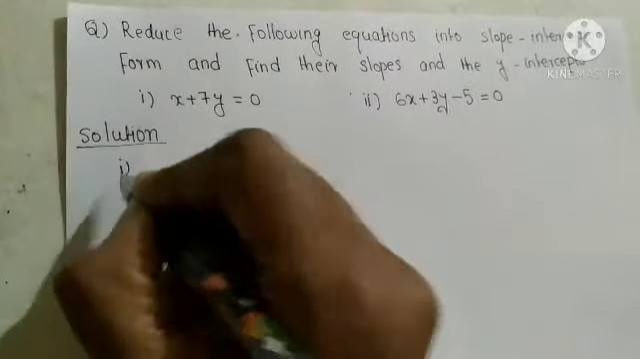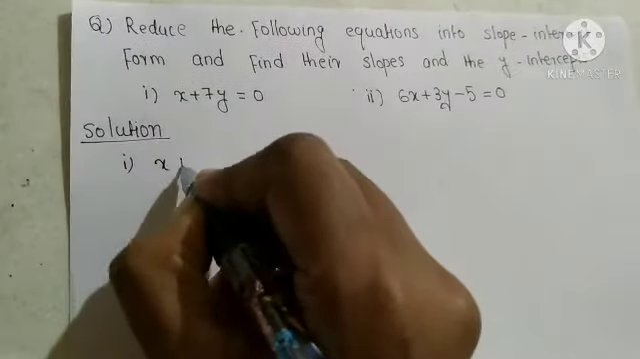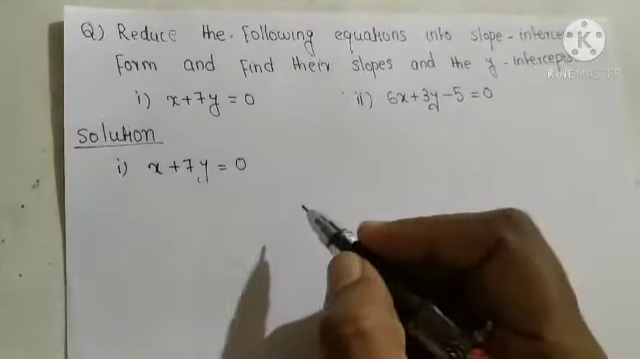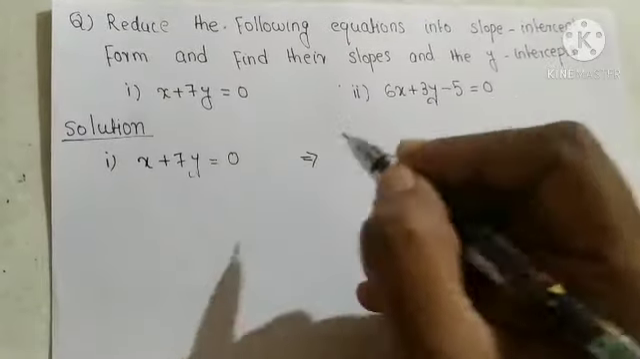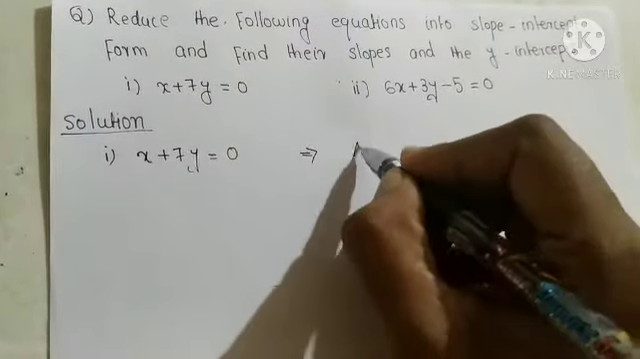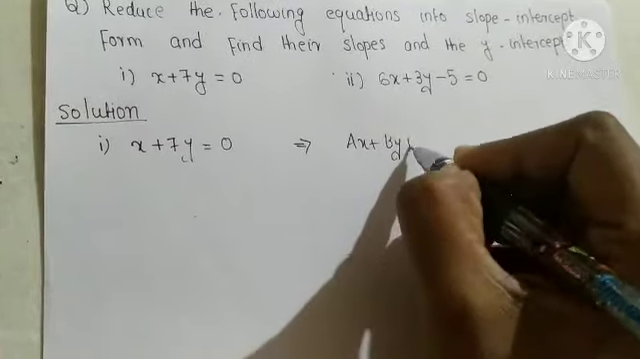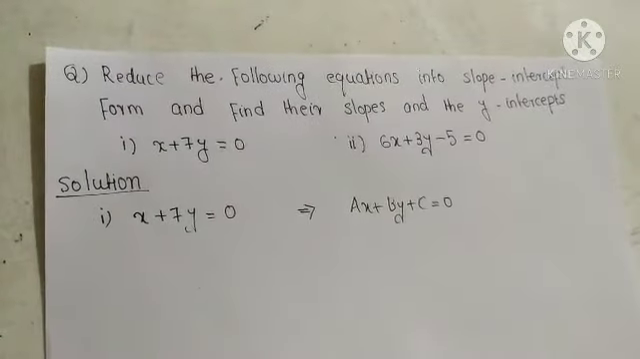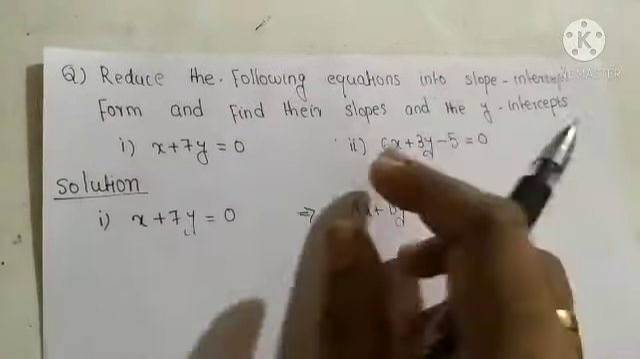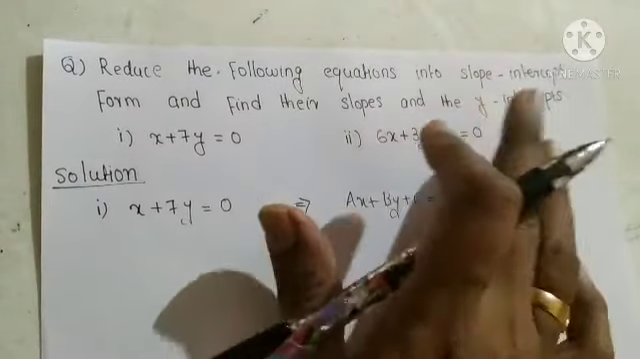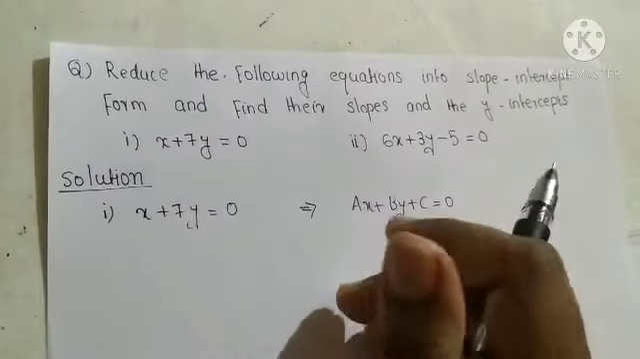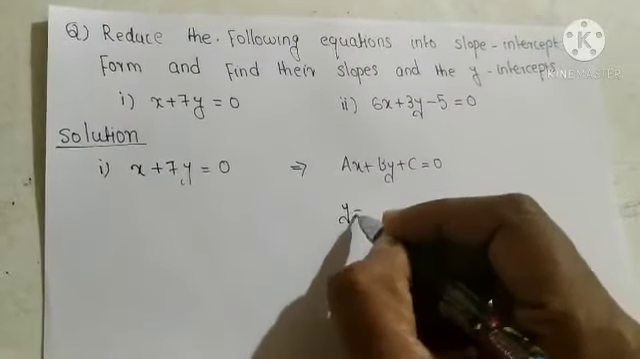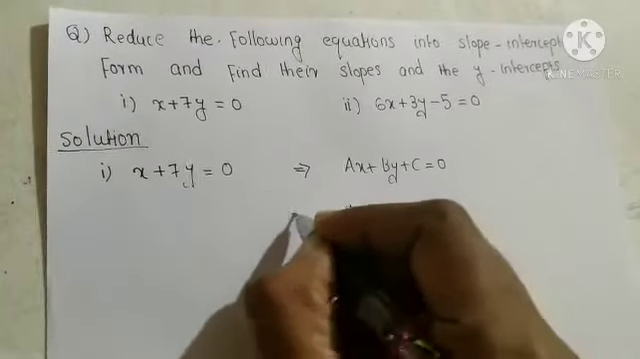So I'm taking the first part of the question. Given that x plus 7y equal to 0, right? So it's clearly seen that this is in the form of general equation of a line, that is ax plus by plus c equal to 0. And in this question they are asking to find out the slope-intercept form and also find their slope and y-intercept. And what is slope-intercept form? y equal to mx plus c is the slope-intercept form.